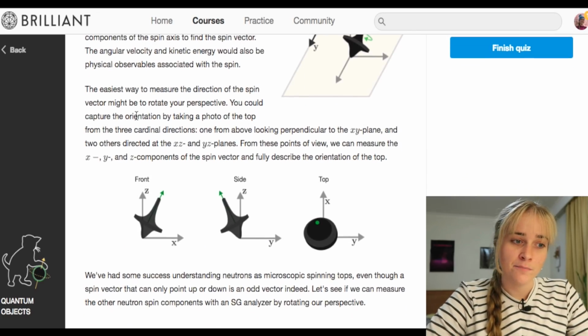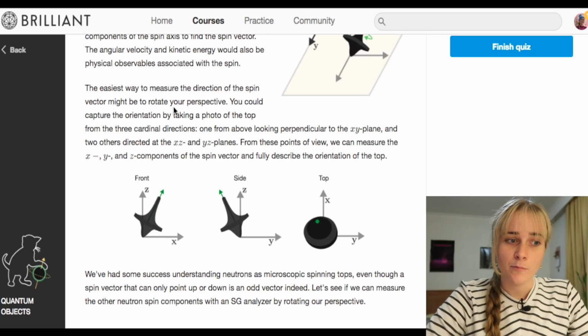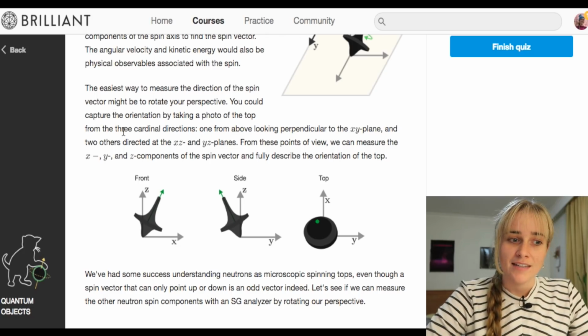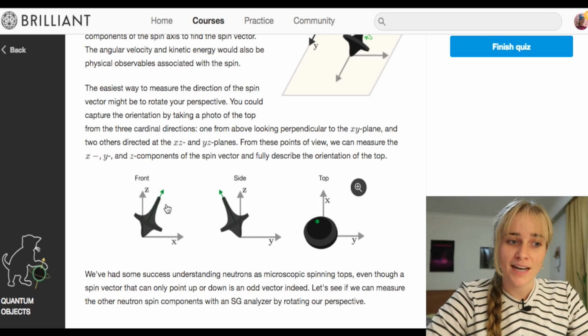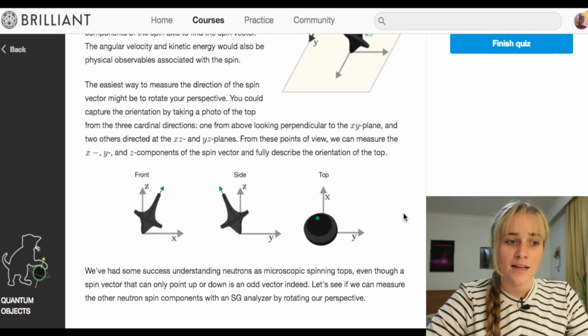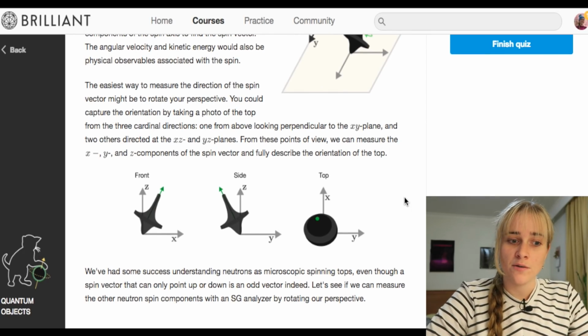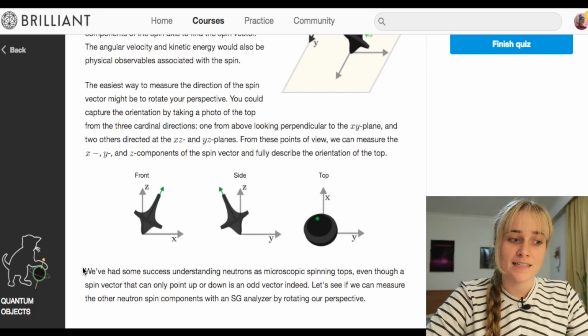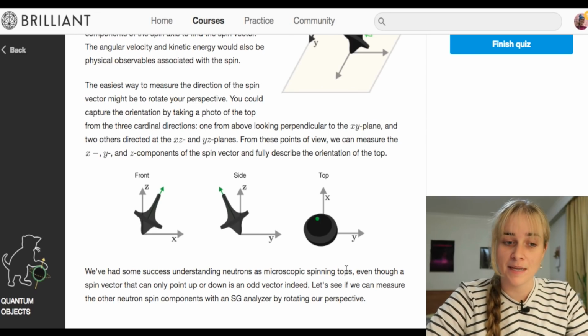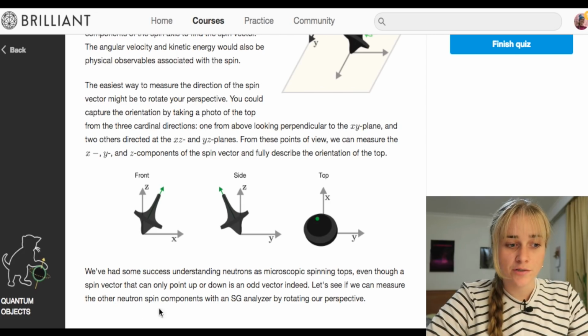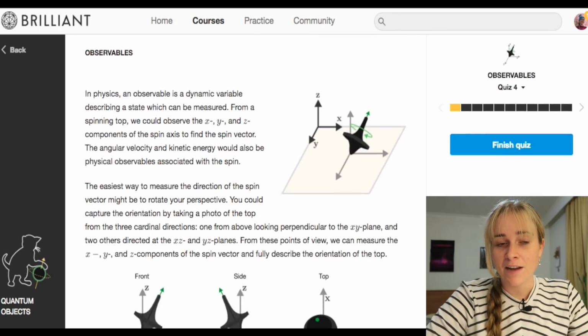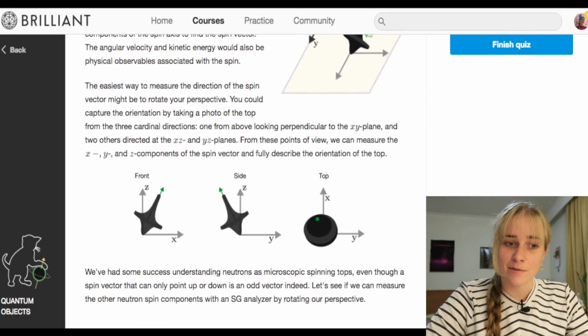The easiest way to measure the direction of the spin vector would be to rotate your perspective. You could take a photo from the top, the side, and the front and get these different images, and you'd be able to figure out everything you needed to know about this spinning top. This part down the bottom says that we've had some success understanding neutrons as microscopic spinning tops, even though the spin vector can only point up or down, and that's a little bit odd. Let's see if we can measure the other neutron spin components with an SG analyzer by rotating our perspective. That means finding out more information than just on the one axis we've been looking at.